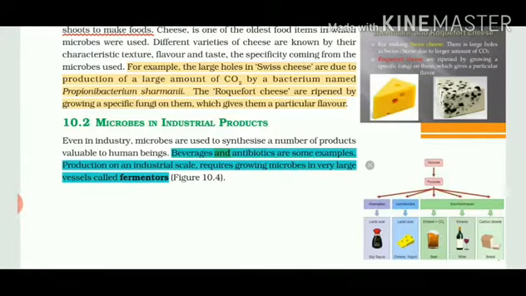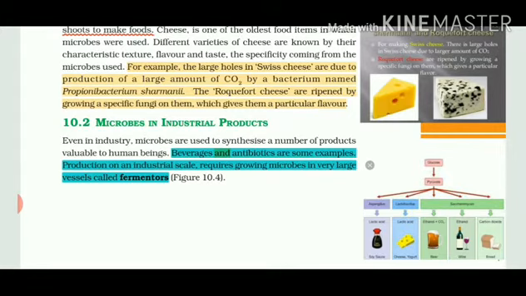We are going to start with the topic of chapter number 10, Microbes in Human Welfare. The name of the topic is Microbes, how they are useful in industrial products. In the first video lecture, we have studied how various household products such as curd, cheese and many other bakery products are made with the help of microorganisms.